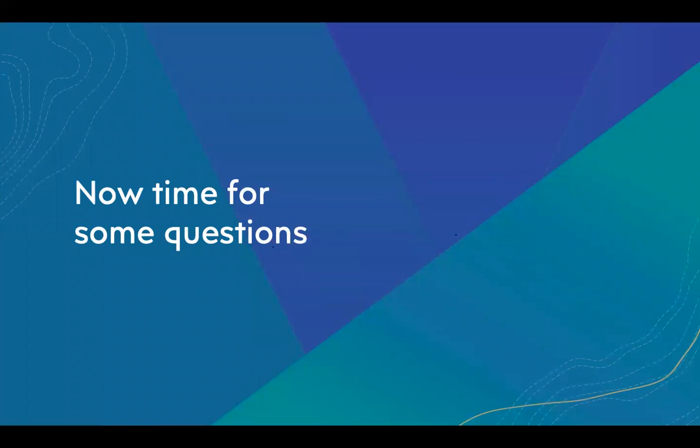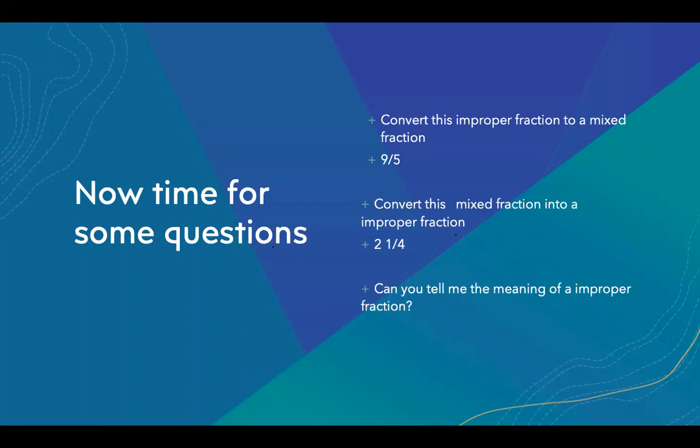Now time for some questions. Hope you have understood this video till here. If you've not, I think you should recap the video and then you can attempt these questions. So these are the questions. Convert this improper fraction to a mixed fraction. So the improper fraction is 9 by 5.